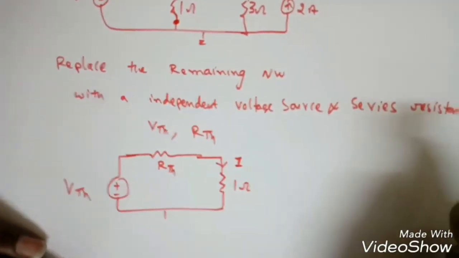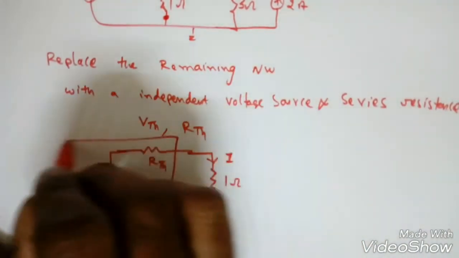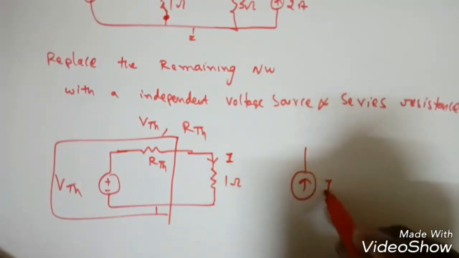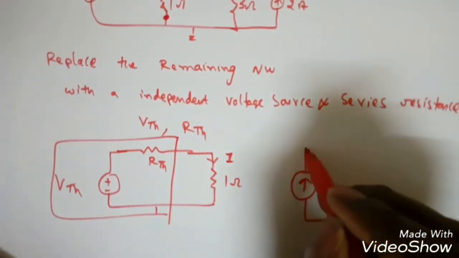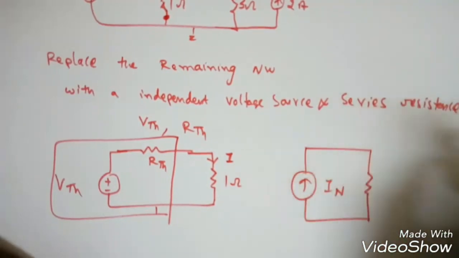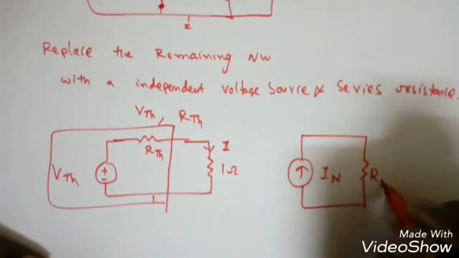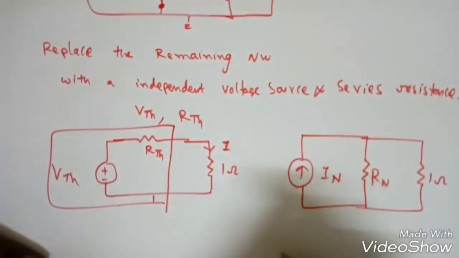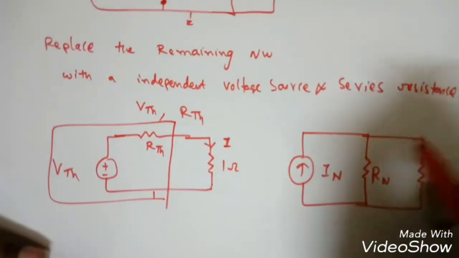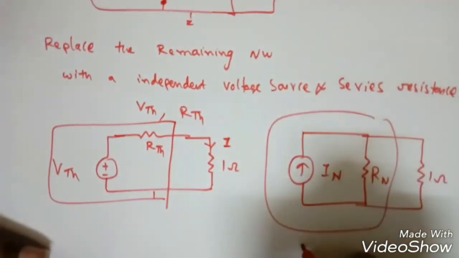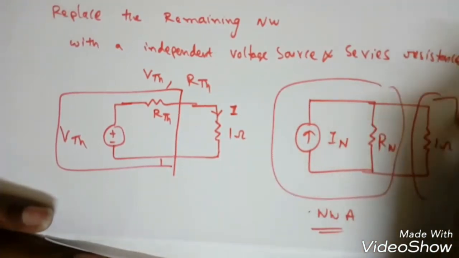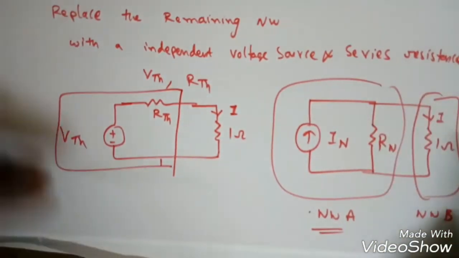The dual of this one is, if I apply the source transformation for here, so it will become, this is the IN, Norton current IN, and this is, I can replace simply RTH also, but I will replace by RN, and here same, the load resistance 1 ohm. So generally we say it's a network A, and this is network A as equivalent and network B as load, wherever we need to find the current.